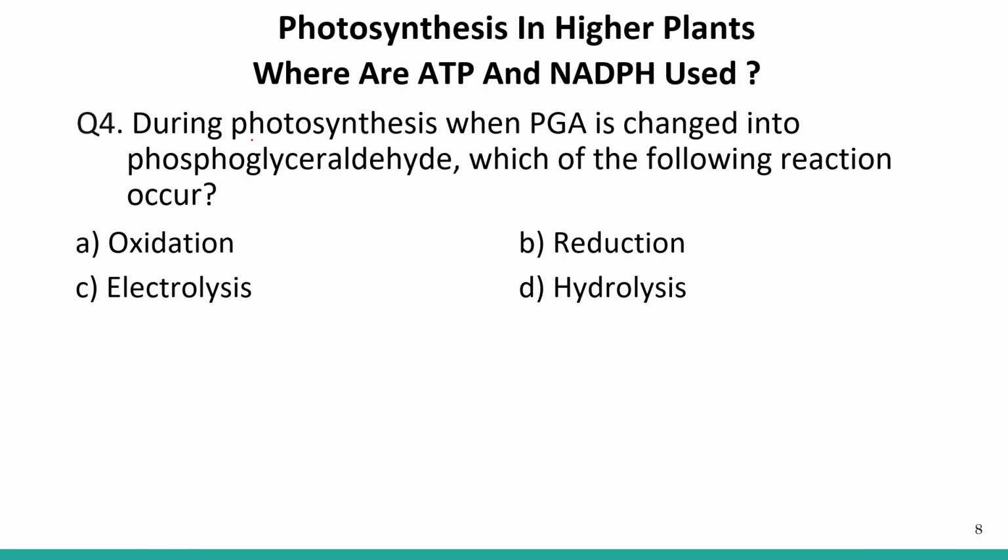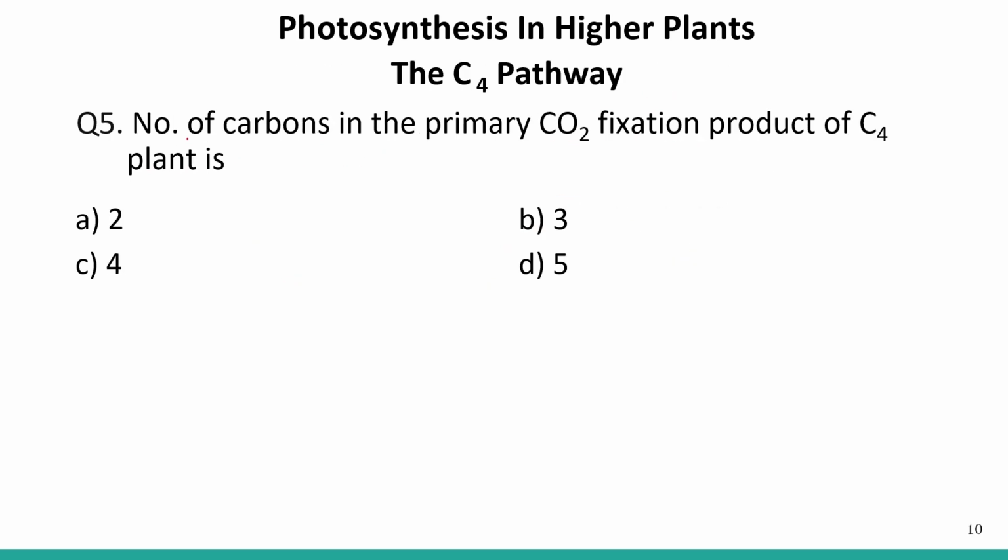Alright. So now coming to the next question, which is: during photosynthesis, when phosphoglyceric acid is changed into phosphoglyceraldehyde, which of the following reactions occurs? Okay, options are oxidation, reduction, electrolysis and hydrolysis. So we have discussed the Calvin cycle in detail. Okay, so it is the reduction process, the reduction of the acidic group into the aldehyde group. So this is reduction.